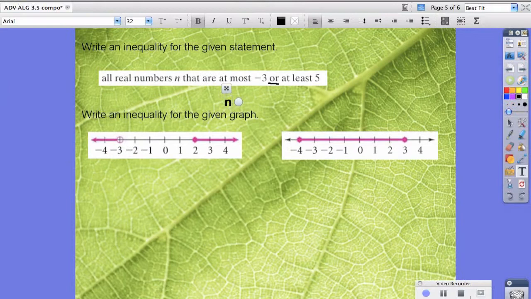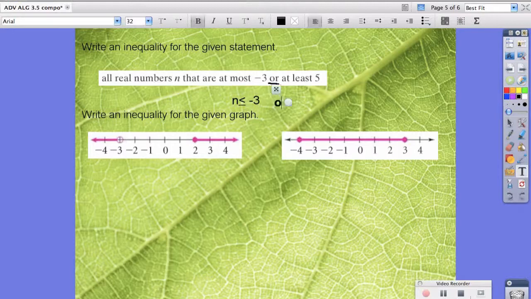That says n is at most -3. At most -3. That means that n has to be less than or equal to -3. Notice because it says at most, it means it could be anything less than -3, but no more than -3, because it says at most, or equal to -3.